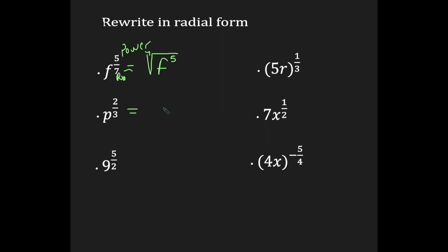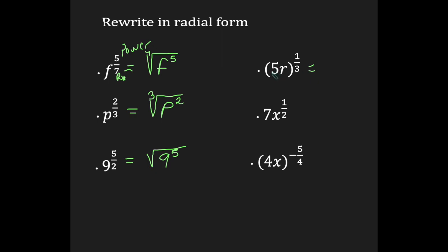I have p raised to the 2/3, so I draw my radical sign. Here's my p, here's my 2, and remember where your root goes, right there. Again, I draw my radical sign. Here's my 9. The 5 is the power, so that goes here. And remember, your root is 2. Do we need to write it? The answer is no. So this is our answer.